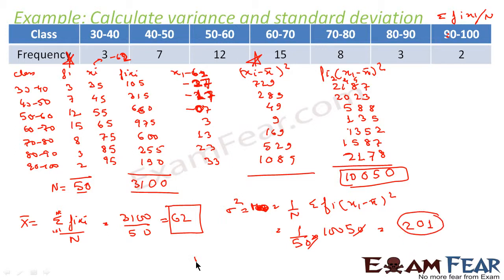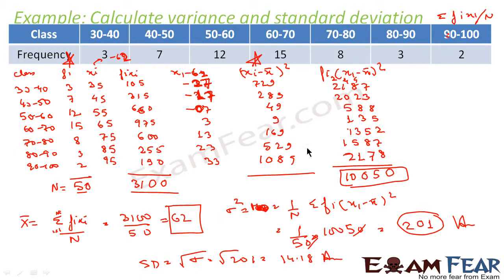To find standard deviation, SD is nothing but root of variance, that is root of this. SD is nothing but root of variance, that is root of 201, and that value comes out to be 14.18. That is also the answer. We have two answers. Variance is 201 and standard deviation is 14.18.